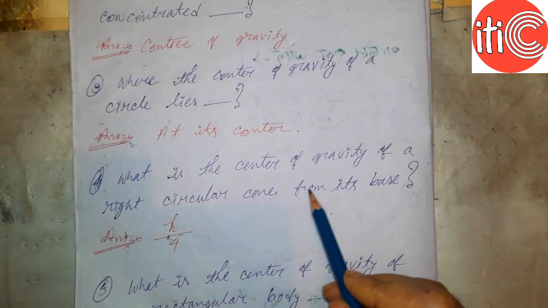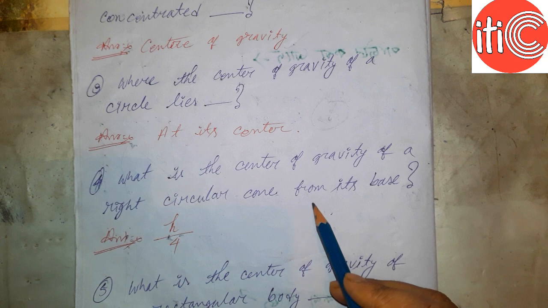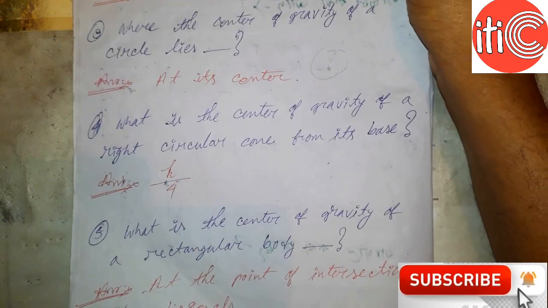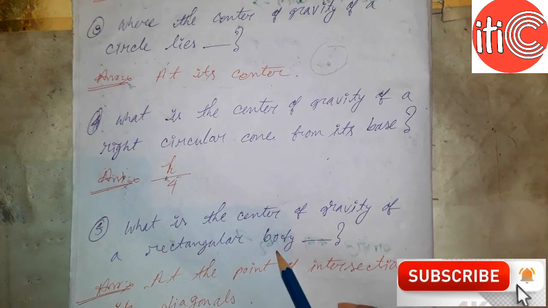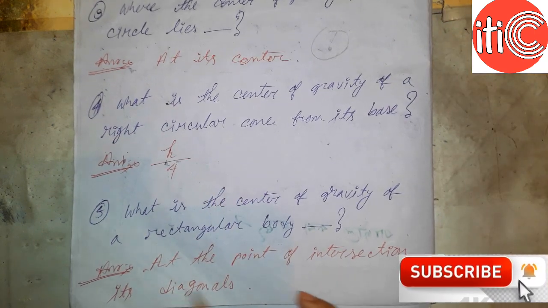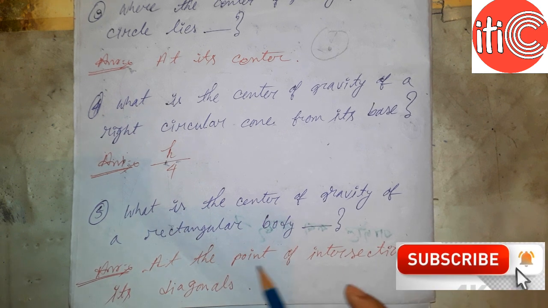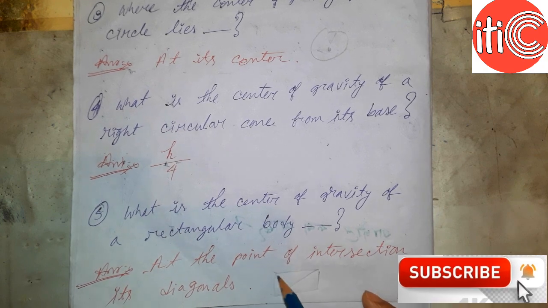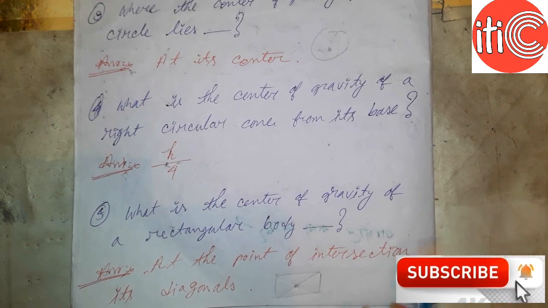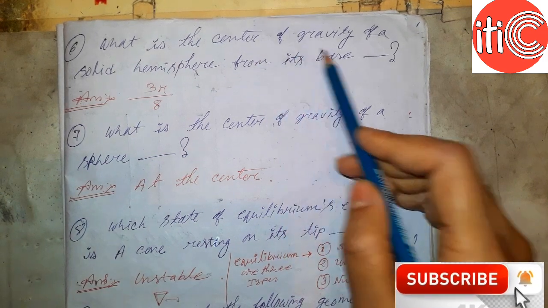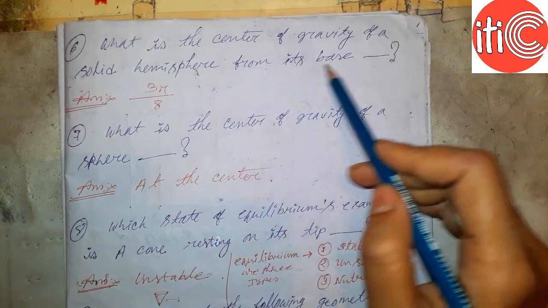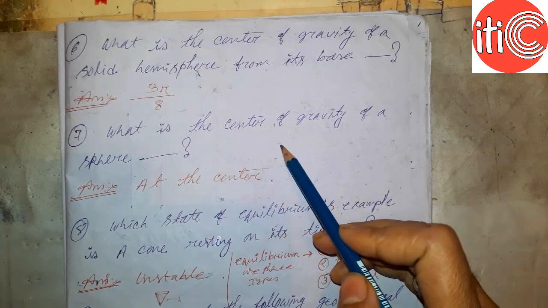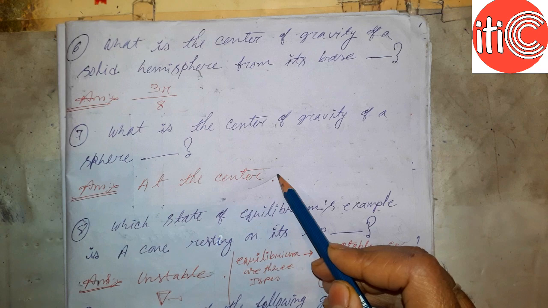What is the center of gravity of a right circular cone from its base? H/4. What is the center of gravity of a rectangular body? At the point of intersection of its diagonals. What is the center of gravity of a solid hemisphere from its base? 3r/8. What is the center of gravity of a sphere? At the center.